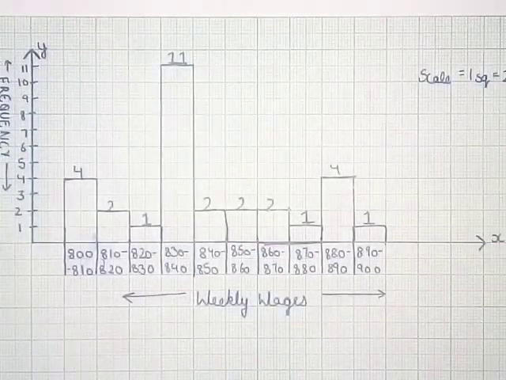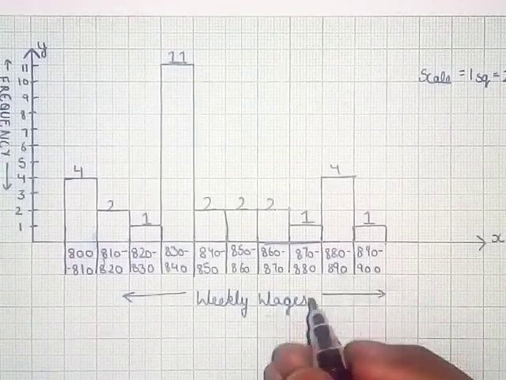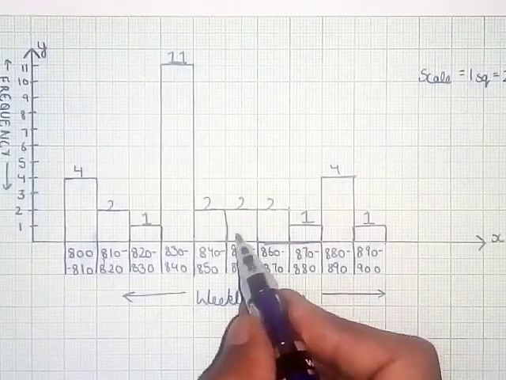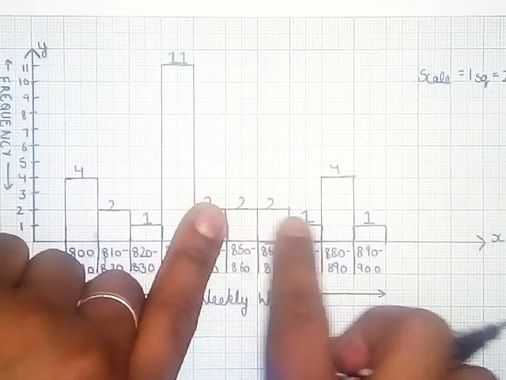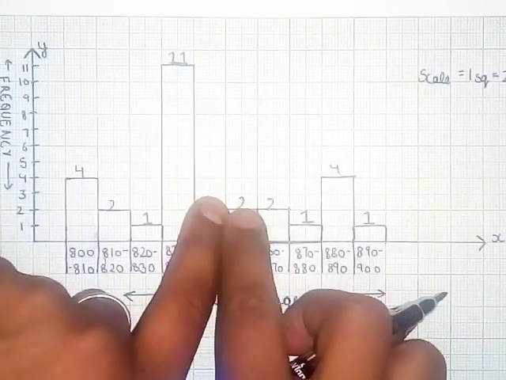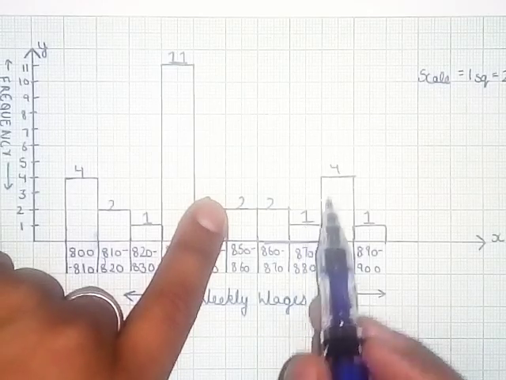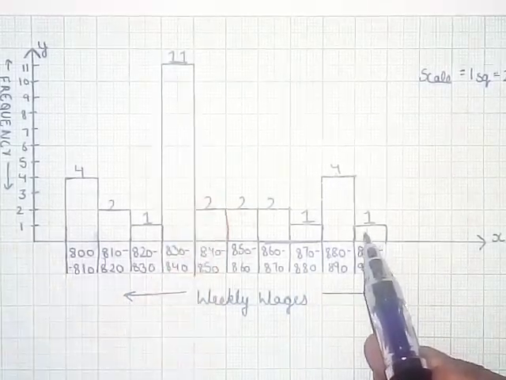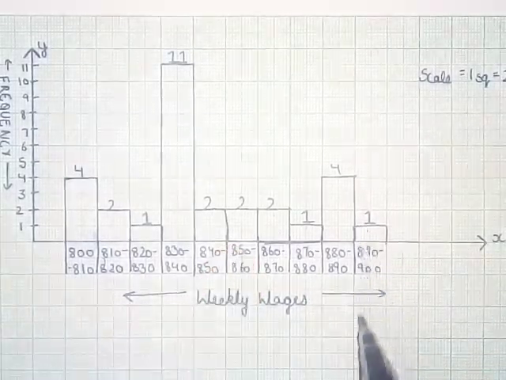Okay. Now second is, how many workers earn rupees 850 and more? Friends, we have to find how many workers earn rupees 850 and more. So we will start from here. 2, 4 plus 1, 5. 5 plus 4, 9 plus 1, 10. So how many workers? 10.